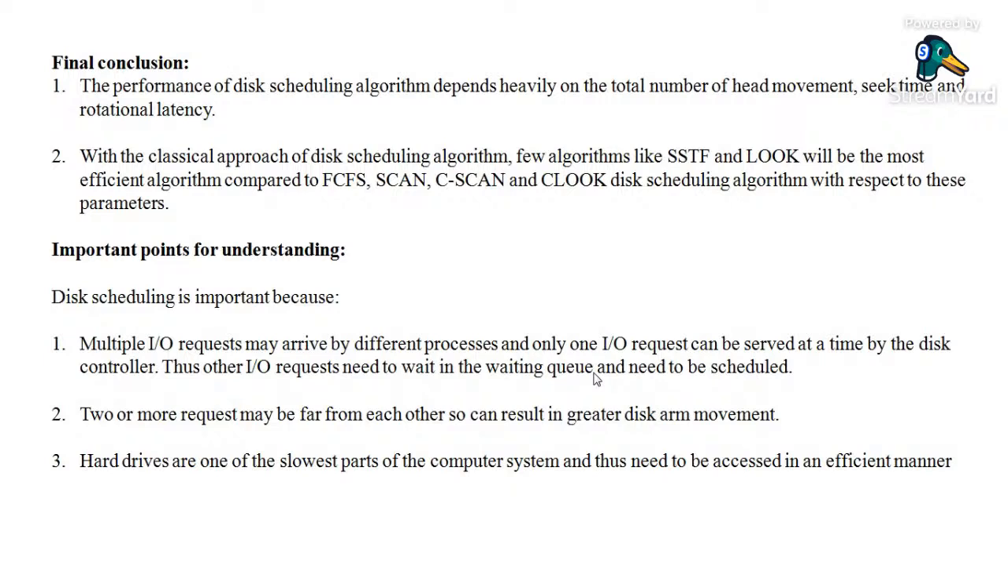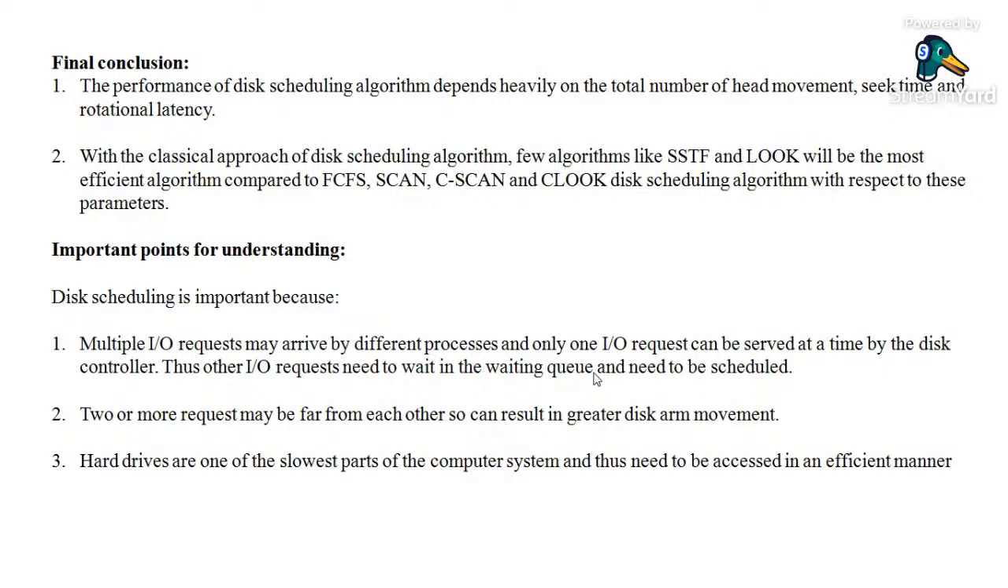The next one is that two or more requests may be far from each other, so they cause greater disk arm movement. If two requests which are coming to be served have a big gap on the disk, meaning the seek time or the difference is too far, then surely it is going to have more disk arm movement, a much larger disk arm movement.